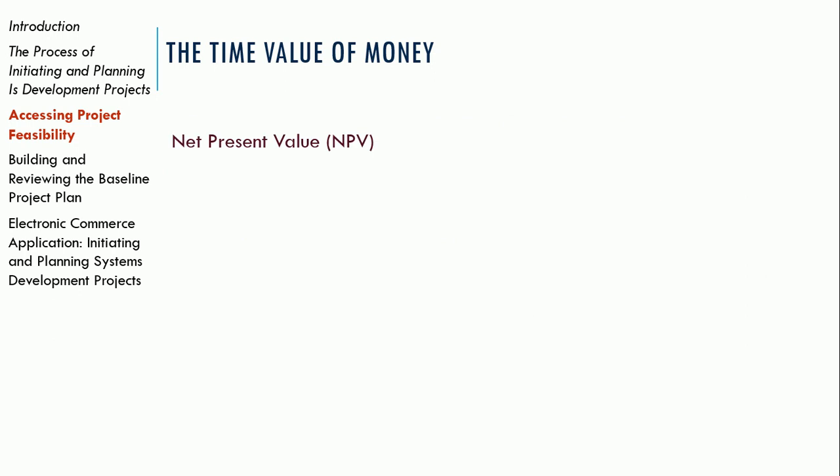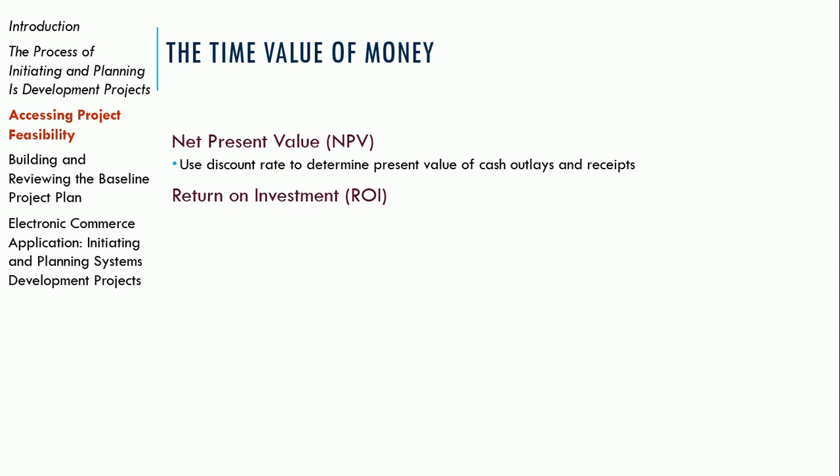So the net present value is basically when we use the discount rate to determine the present value of cash outlays and receipts for everything, right? So basically, we're going to take all of our tangible benefits and costs, recurring and one time. We're going to add them all up with their net present values for each of those years. We're going to aggregate them, and that's going to give us the net present value. The net present value considers both the costs and the benefits.